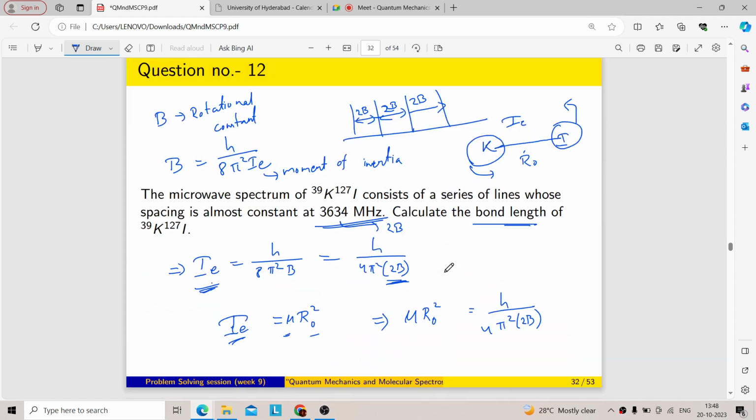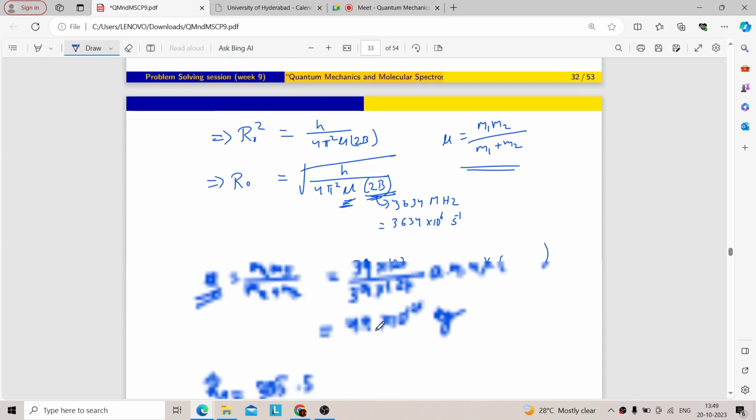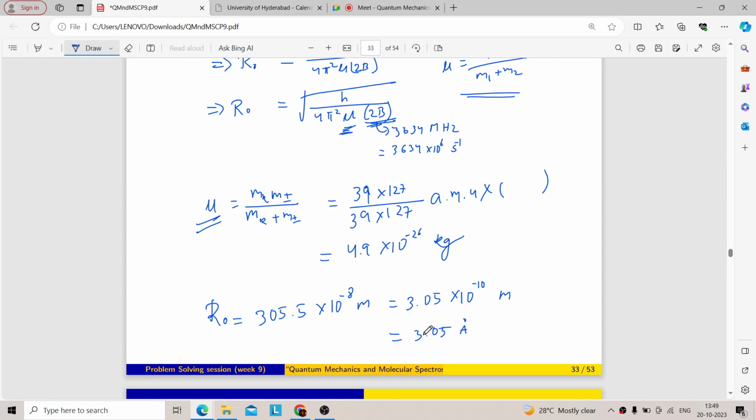Okay, so what was given? The spacing was given, that means 2b was given. From that we calculated the moment of inertia for this particle, and we know another formula for moment of inertia in terms of reduced mass and bond length. Then we equated these two equations, and from that we got the value of R naught in terms of reduced mass and 2b. This reduced mass we can calculate from this formula. Now putting all the values, we got the bond length to be 3.05 Angstrom.